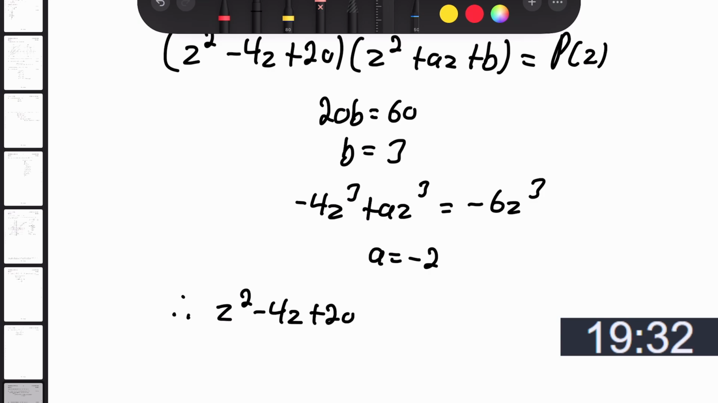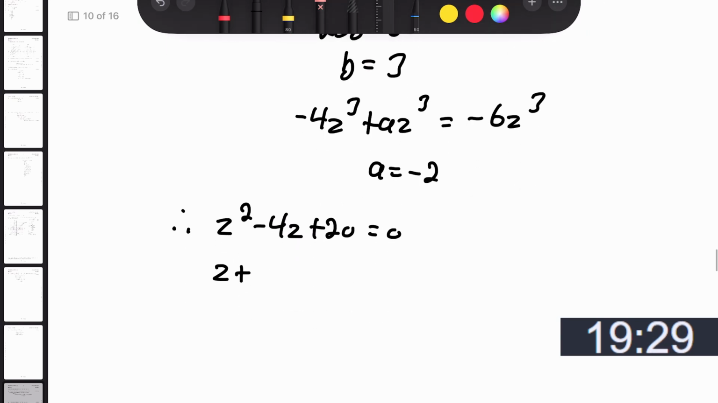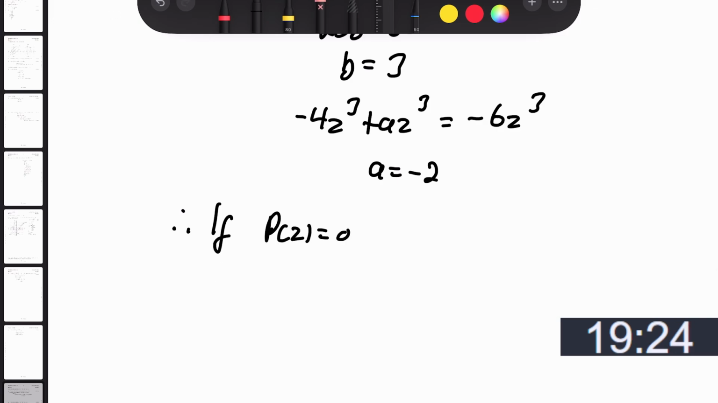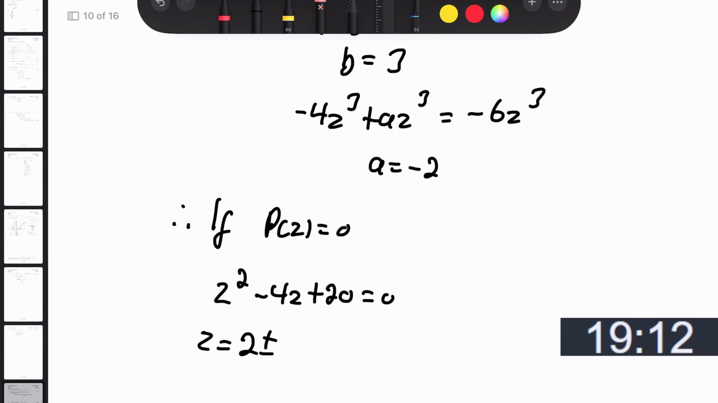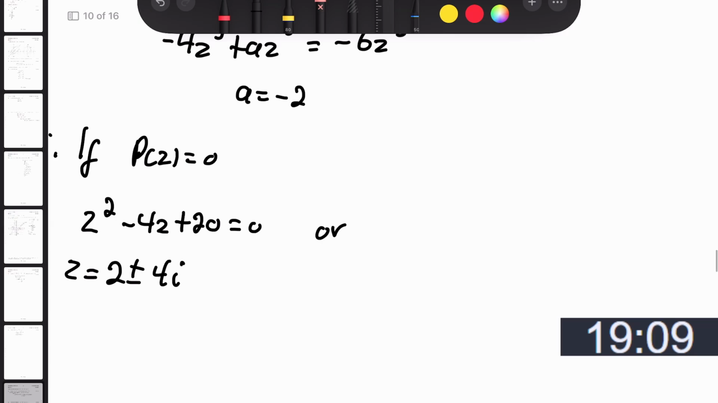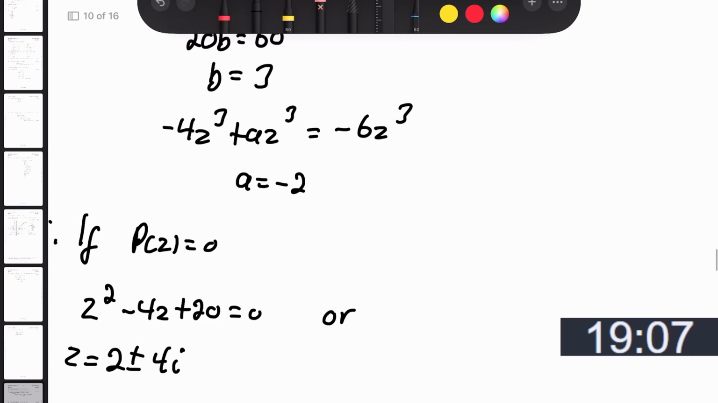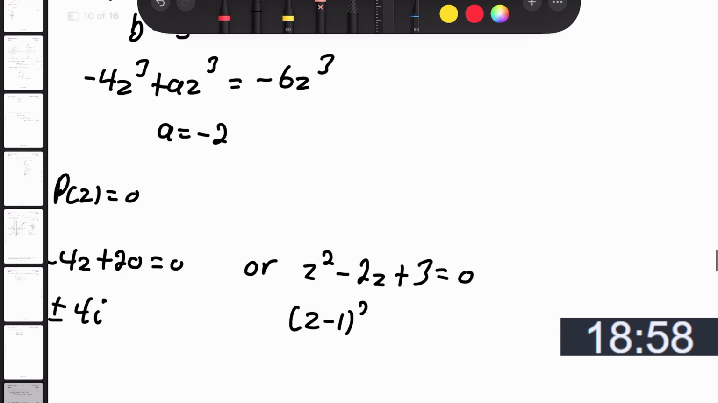z plus 20 equals 0. If p of z equals 0, we have that z squared minus 4z plus 20 equals 0. Z is going to equal 2 plus or minus 4i, or z squared minus 2z plus 3 equals 0. And z minus 1 squared plus 2 equals 0, so then z is going to equal 1 plus or minus square root of 2i.